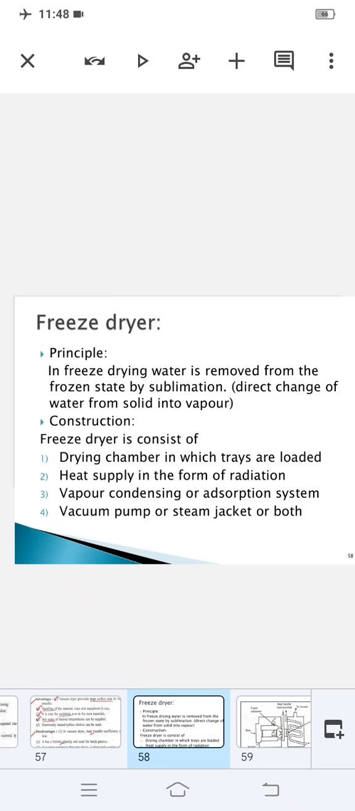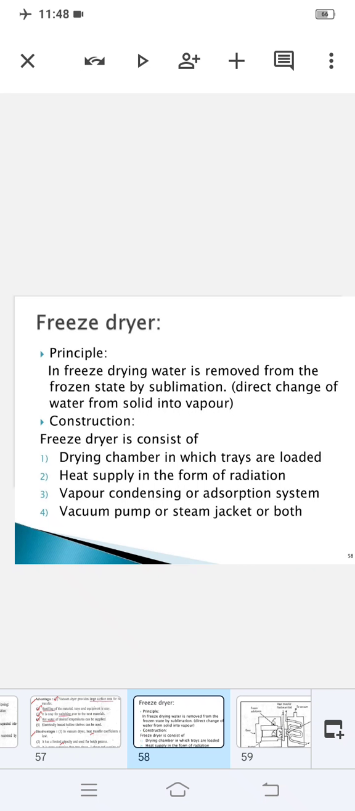Now let us see the freeze dryer. What is a freeze dryer? Freeze drying is also known as lyophilization. And what does the term lyophilization mean? It is the system which is made solvent loving for removing the solvent. We are removing the solvent from any system by making it solvent loving.